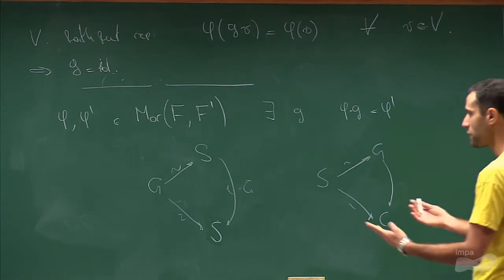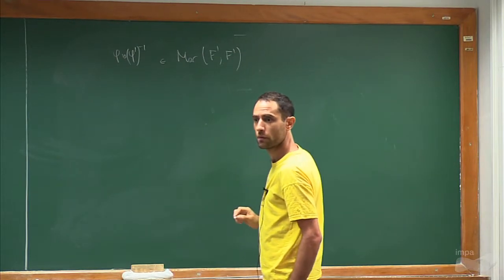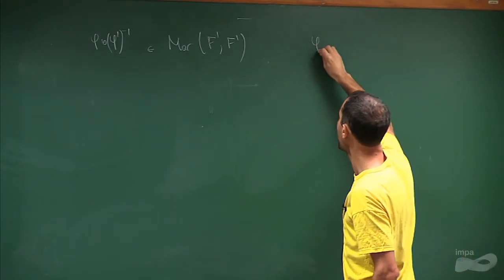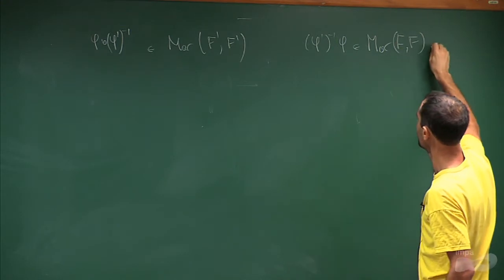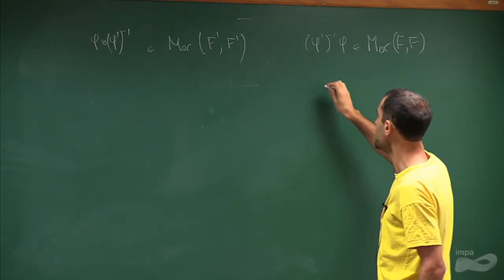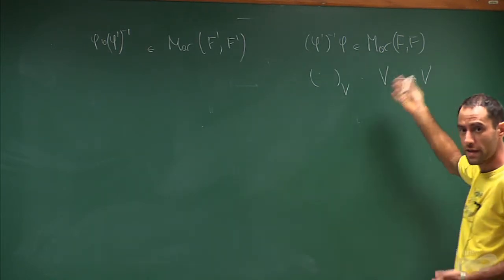So for every V, I have this phi and phi prime, so I can do the same construction, explicitly the same construction. And if I look at phi prime inverse, this is now a morphism from F prime to F prime. Okay? That's correct. And I can look at phi prime inverse phi, and this is now a morphism from F to F. Morphisms from F to F are very simple to understand because a morphism from F to F is, well, the same guy sub V. It's just simply a map from V to V. F of V is V as a vector space.